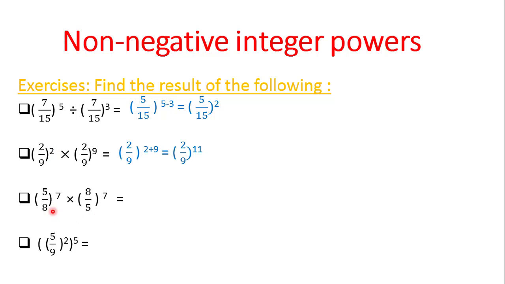The next one, we have different bases. Here we have 5 over 8 and here we have 8 over 5, but we have the same power. Different bases and the same power. I multiply the bases first, then raise to this power. So it will be 5 over 8 times 8 over 5, whole to the power 7. 5 over 8 times 8 over 5 is 1. 1 to the power 7 is 1.